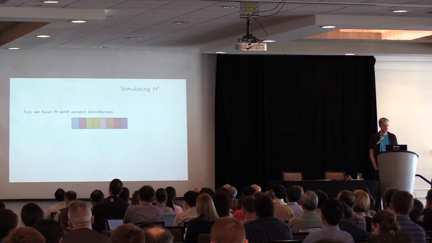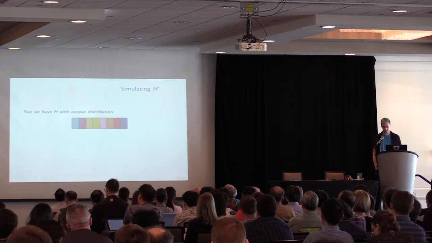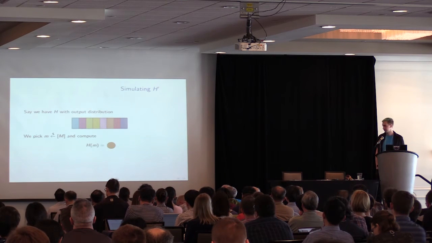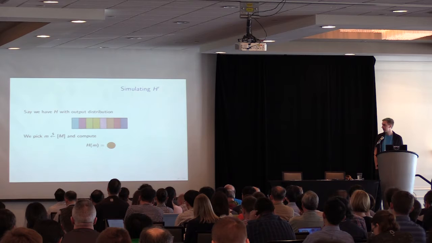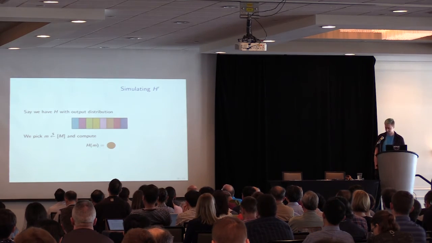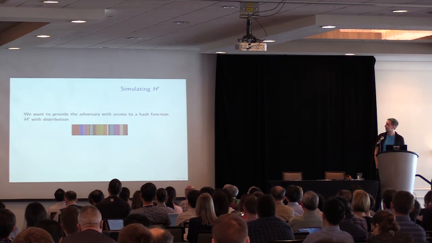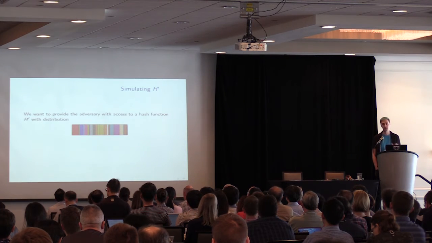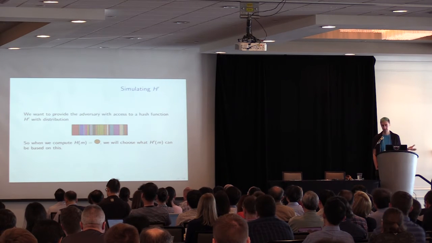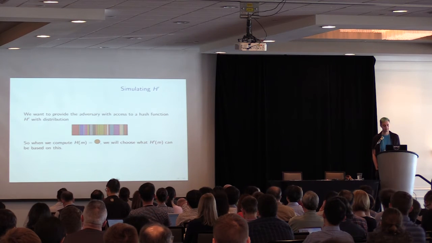To simulate that h prime distribution, we imagine that we have some sort of uniform output distribution. So we have access to a hash function h and its outputs are uniform. Let's say we pick some point totally random in the domain and we hash it and we get that nice peach color. This is a hash function that spits out colors. We want to provide the adversary with access to a hash function which has this much more complicated distribution. So when we compute that the hash of the message is that nice peach color, we're going to choose what h prime of m can be based on this.